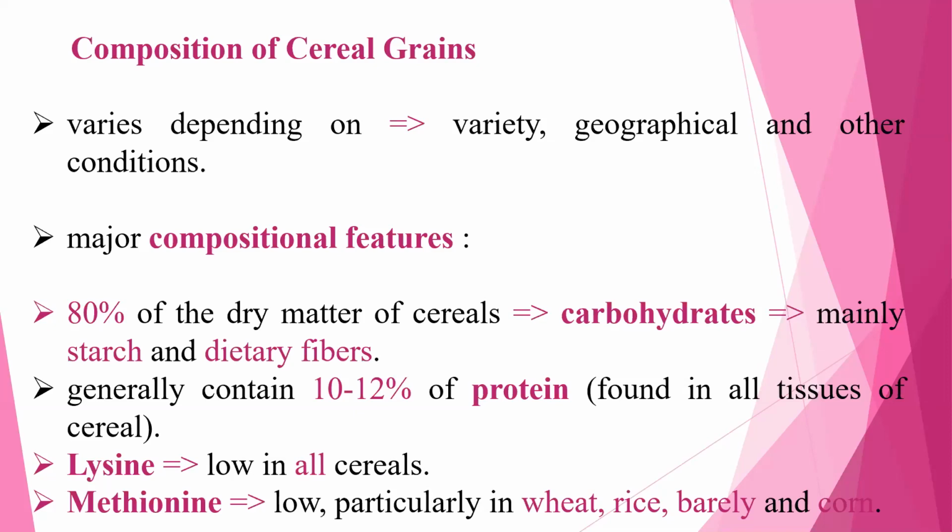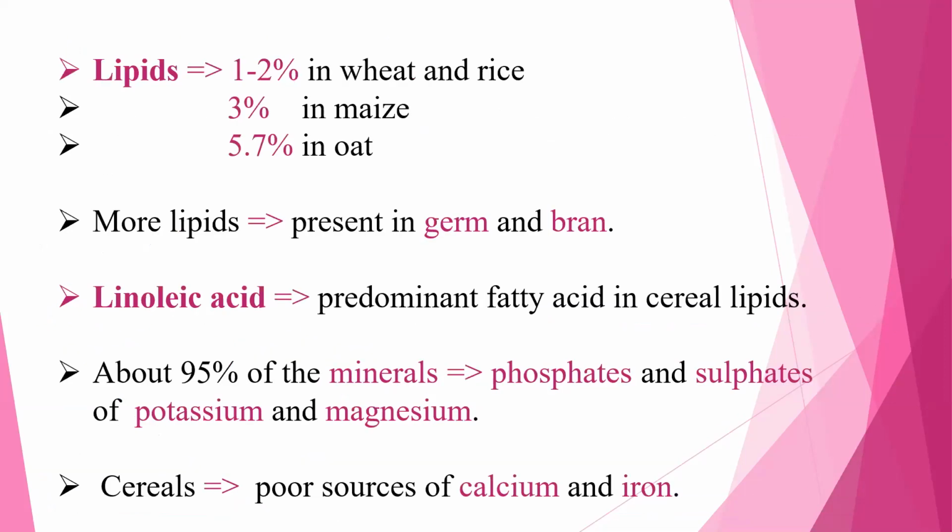Wheat grains contain 10 to 12% of protein, which is found in all tissues of the cereal. The main problem with cereal grains is that lysine is the limiting amino acid. Lysine is an essential amino acid, but its level is very low in almost all cereals, whereas methionine, which is also an essential amino acid, is low particularly in wheat, rice, barley, and corn.